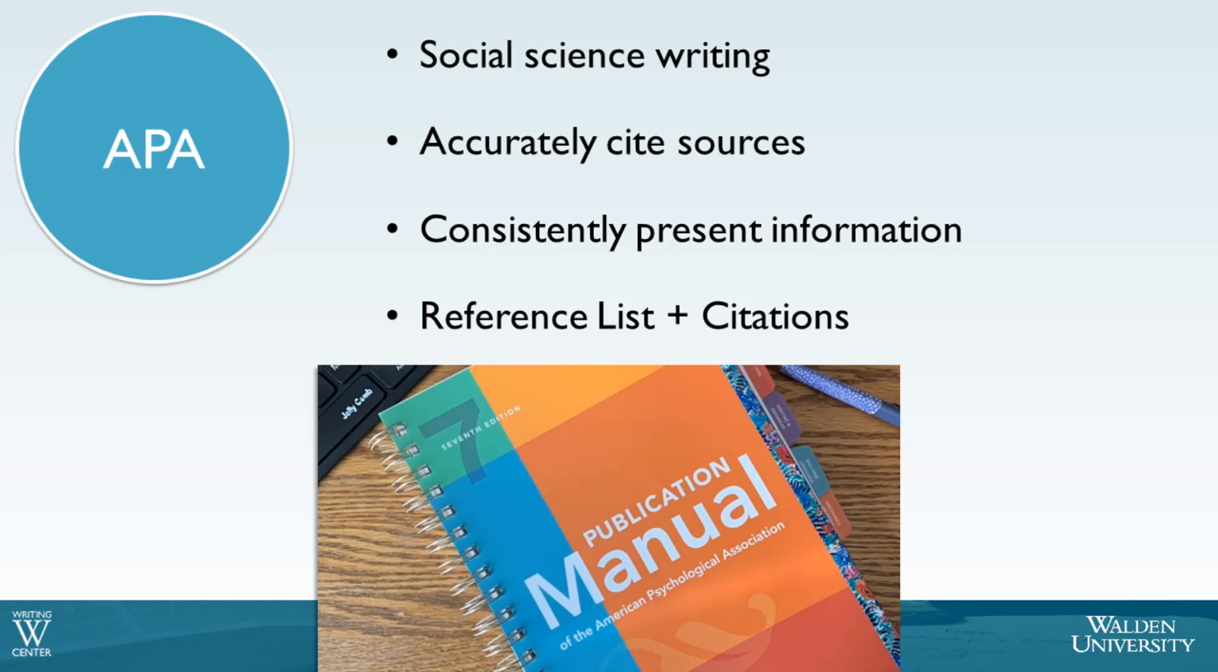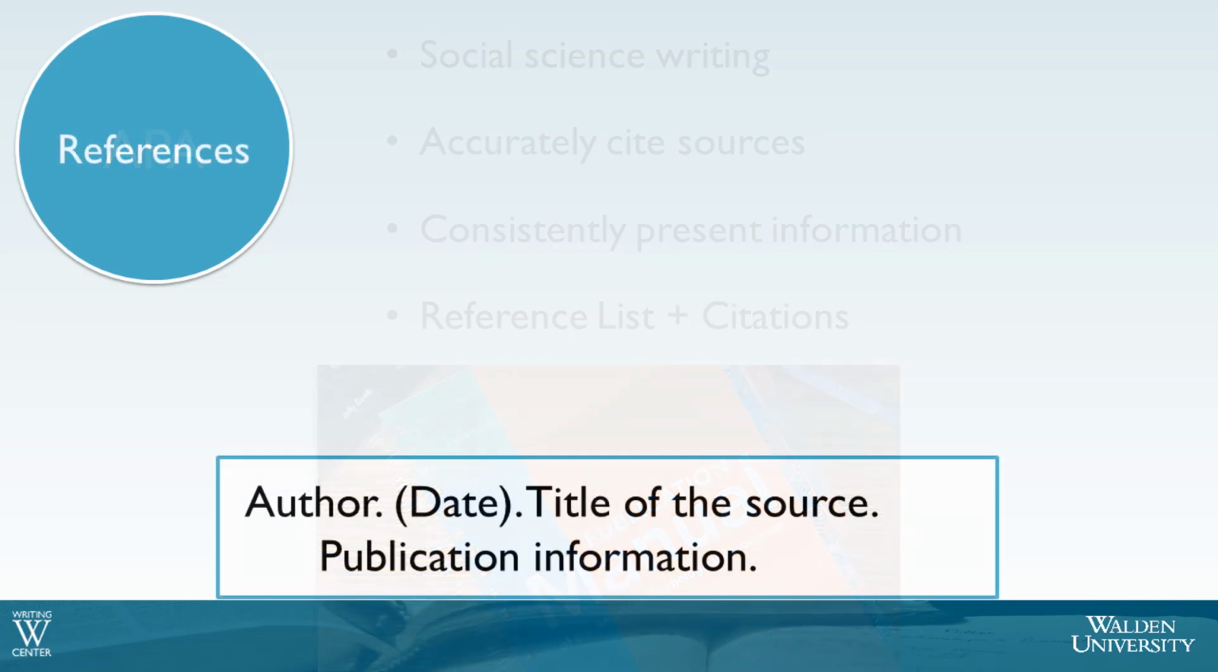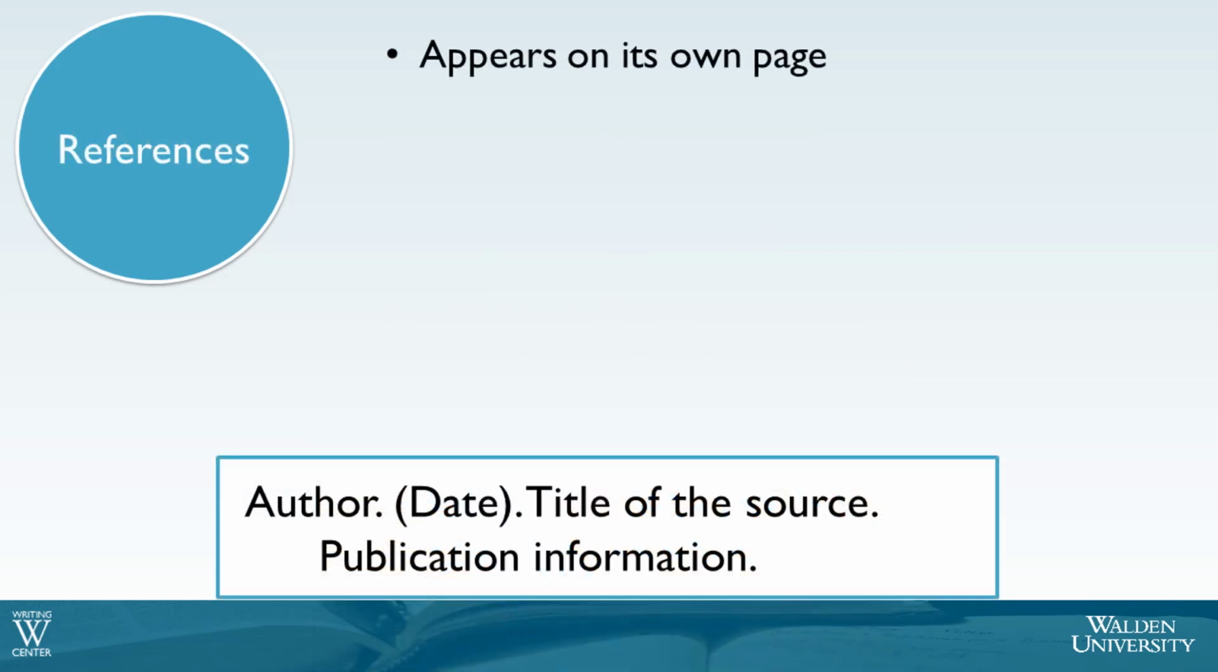This means you will list all of the sources you cite in the body of your paper in a reference list at the end of your paper. Citations appear in the body of your paper, and any source cited in the body of your paper must appear in the reference list. The reference list appears on its own page, and individual reference entries are listed alphabetically by the first author's last name.